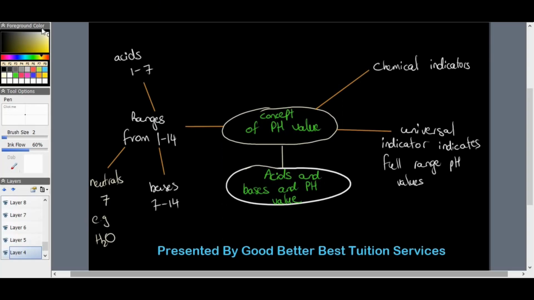Alright, grade 9s, welcome to a new topic. Acids and bases and pH value.